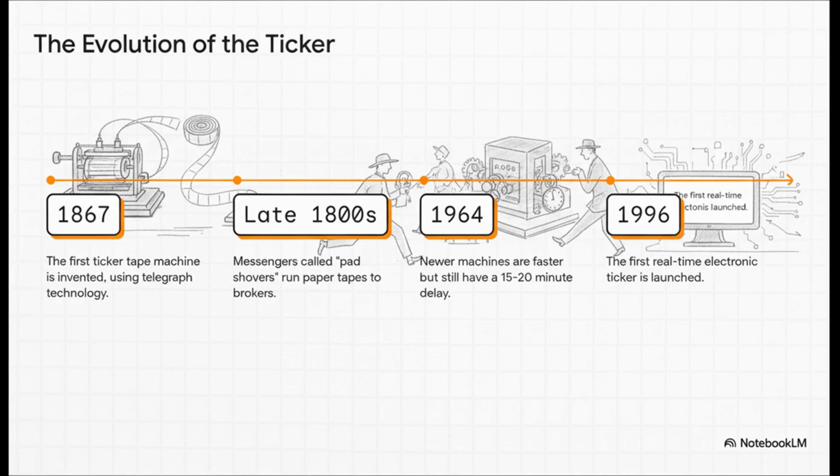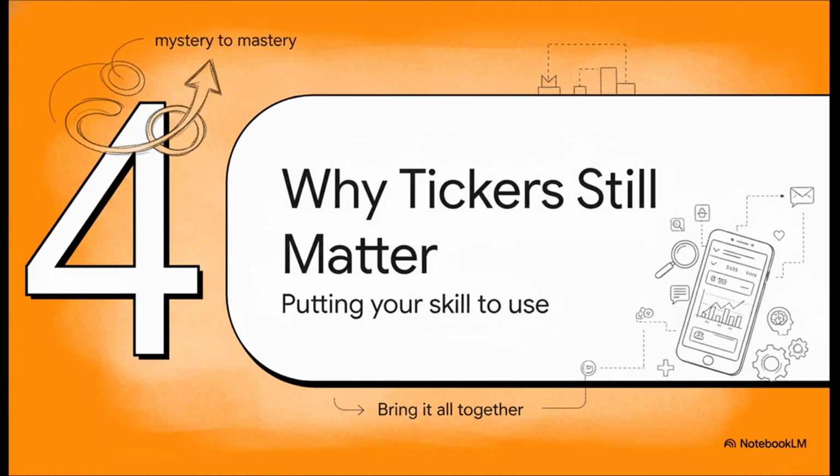Even by 1964, the machines were faster, but there was still a 15 to 20-minute delay. It wasn't until 1996 that the first real-time electronic ticker came out, giving us the instant data we all take for granted today. So we've gone from mystery to mastery. But you might be wondering, in a world full of fancy analytics and trading apps, why does this skill still matter? Well, let's pull it all together.